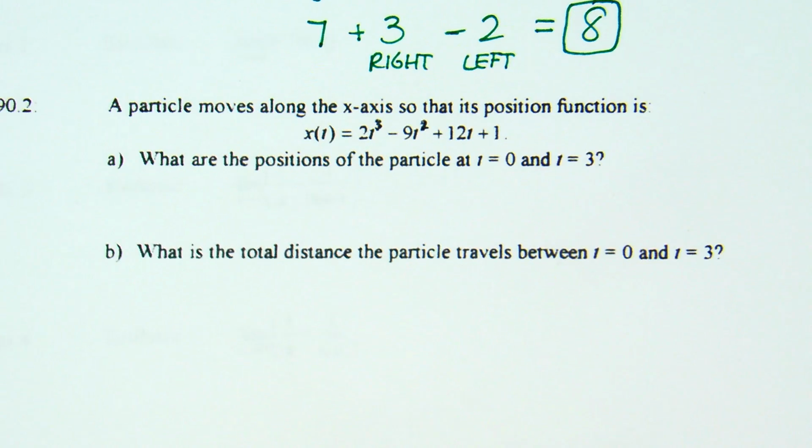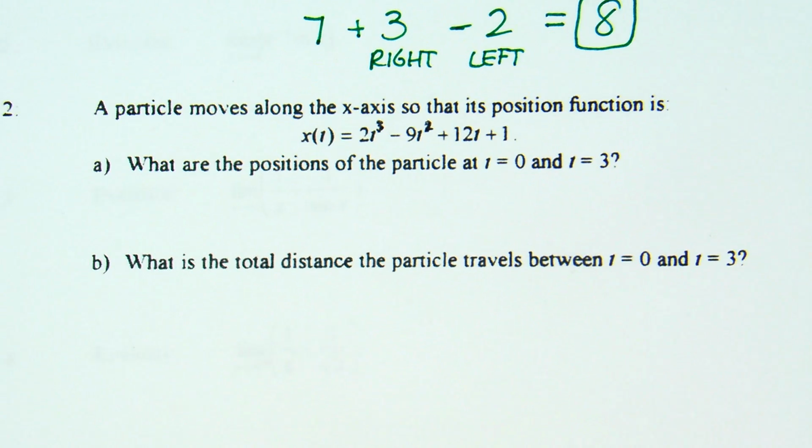What do I do to find the positions at time 0 and 3? You plug in 0 and 3, right? They gave us the position function, and we're trying to find the positions at 0 and 3.